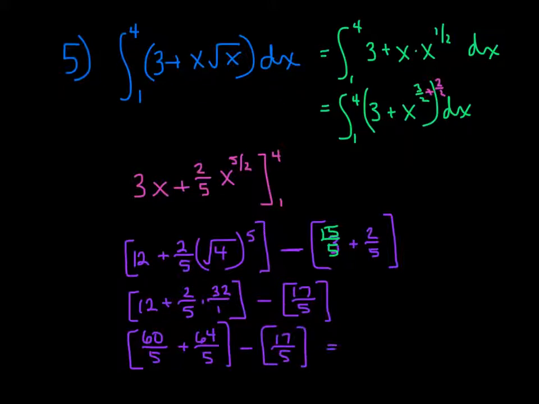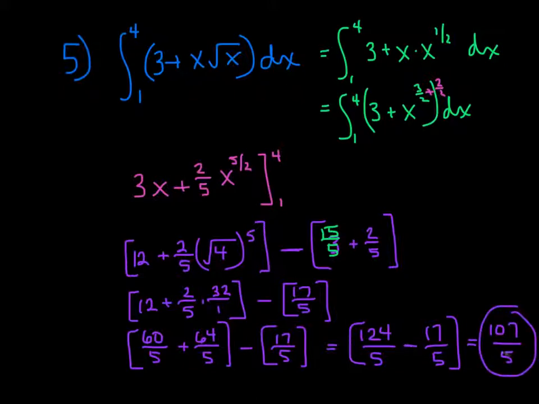And so 60 plus 64 would be 124/5 minus 17/5. As I subtract those, I would get 107 over 5. And so that is my value of that definite integral.